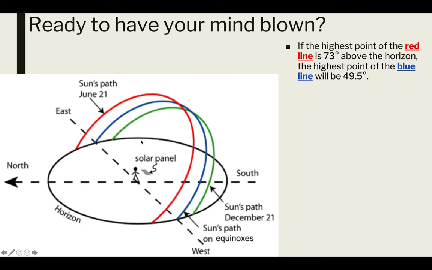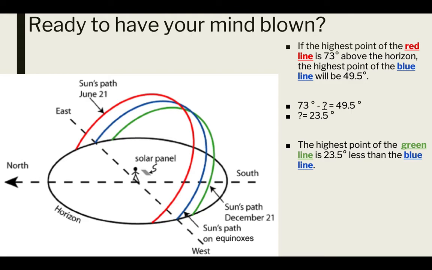So we could do that. If I was to draw a line on here with our math skills, we could measure that as being 49.5 degrees, which looks about right. Okay, get this. What is 73 minus something to give 49.5? Huh, math geniuses. Guess what? 23.5 degrees. And is that ringing a bell so far? The highest point of the green line is 23.5 degrees. And so that is less the blue line.